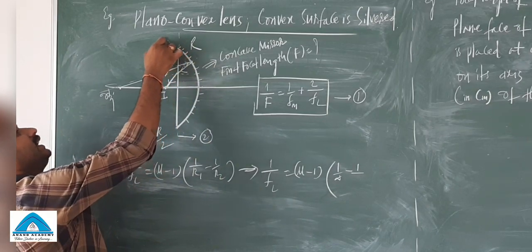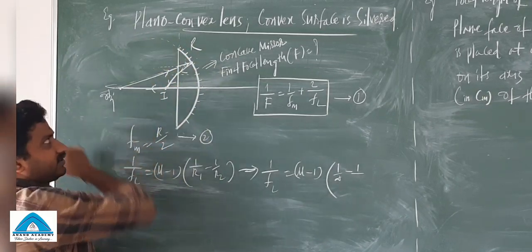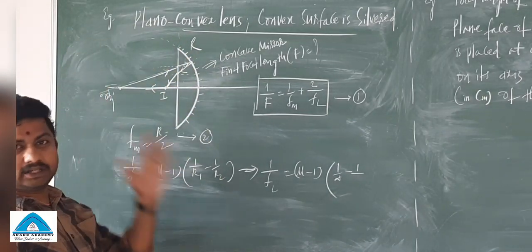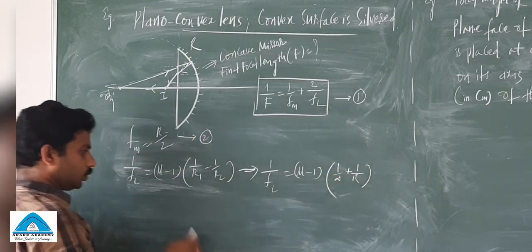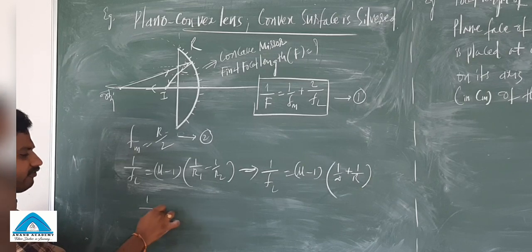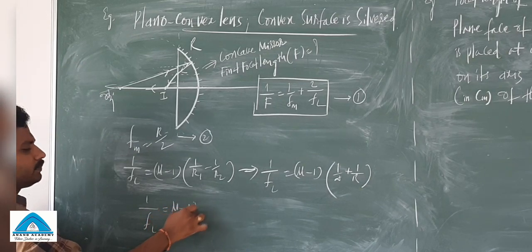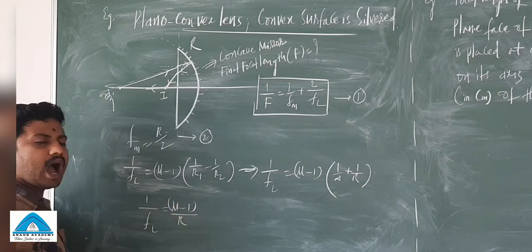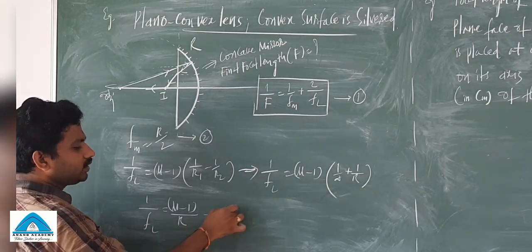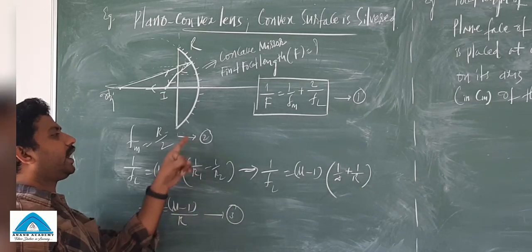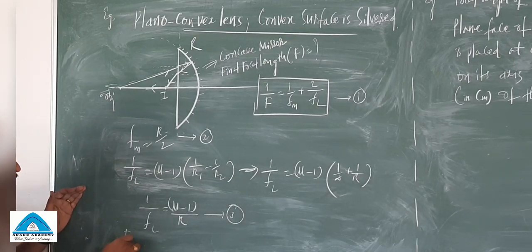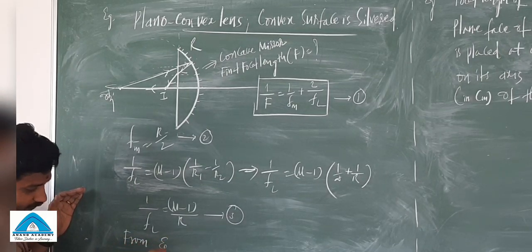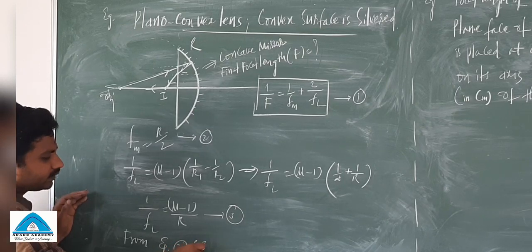So this is the second refractive surface. This is the radius of curvature. It's a negative sign, right? Minus of minus plus R. So 1 by F_L is equal to (mu minus 1) divided by R. So it is equation 3. So equations 3 and 2 you can substitute in 1 here.